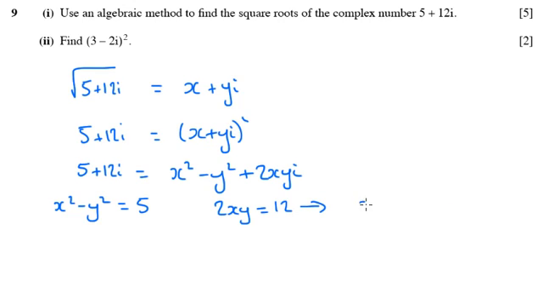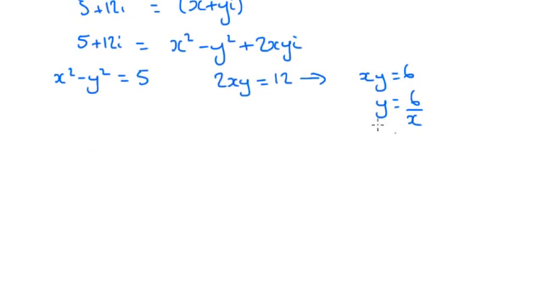This simplifies to xy equals 6, and then we can say that y is equal to 6 over x, or x is equal to 6 over y, it doesn't matter. Because what we can then do is swap y for this 6 over x in the real equation. So that's going to be 36 over x squared.